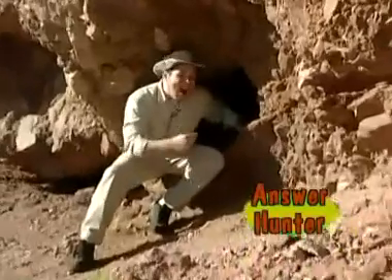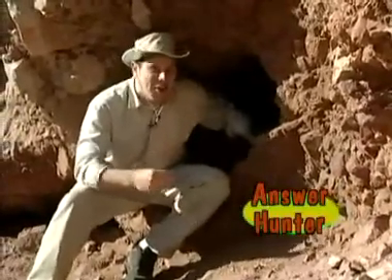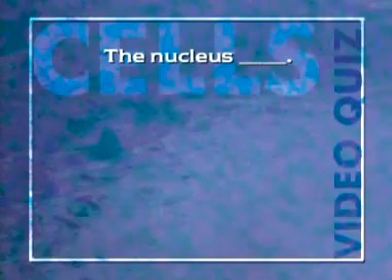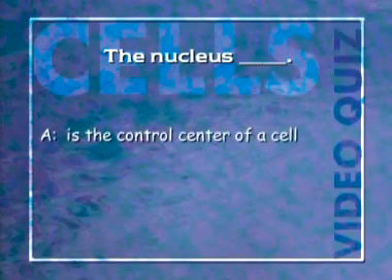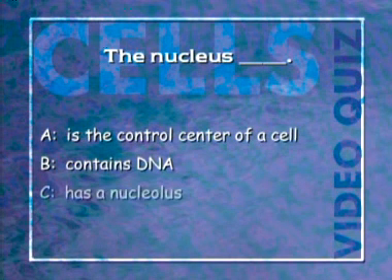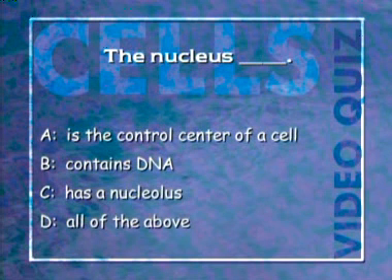Mates, over here. I was looking around inside this rock and I stumbled into the next question. Check it out. Question 4. The nucleus, A, is the control center of a cell. B, contains DNA. C, has a nucleolus. Or D, all of the above.